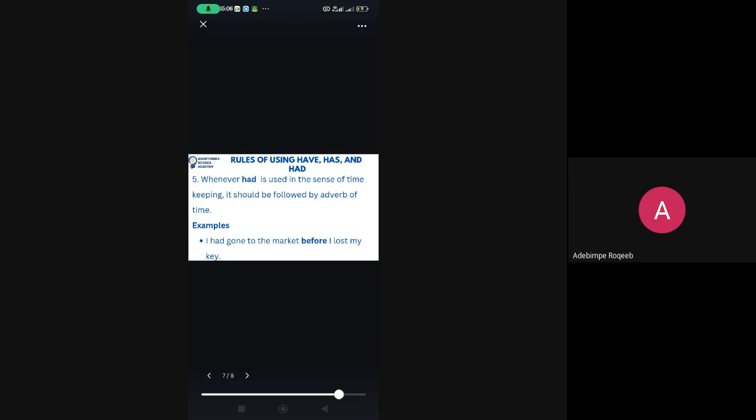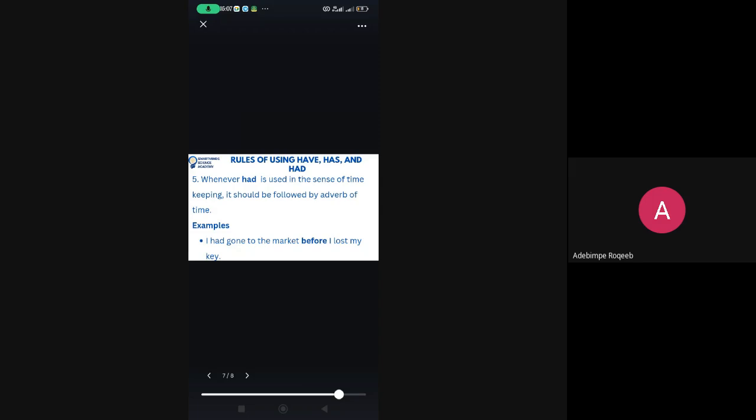Another function you have here is the timekeeping function, telling you about the time of action, the time an action took place in a sentence. Now, when had performs the function of timekeeping, that is showing the time of action in a sentence, then it should be followed by an adverb of time. When had joins two clauses, in this example now, you have two clauses. I lost my key and I had gone to the market.